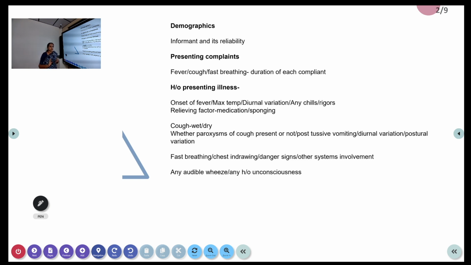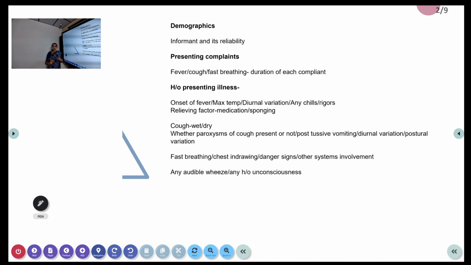Then ask about the history of the presenting illness. So if the patient's first complaint is fever, what all will you ask? Whether the fever was gradual in onset or sudden in onset. How much was the maximum temperature? If they recorded it, they can say that the fever went up to some 100, 101, like that. Then you ask for diurnal variation of the fever. In most fevers in children, the fever will spike up towards the evening hours.